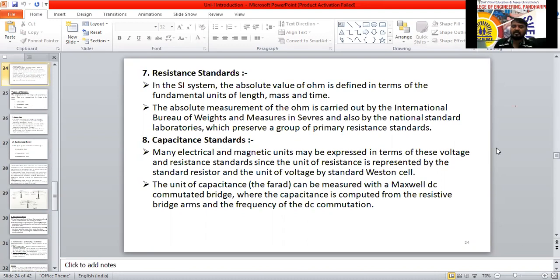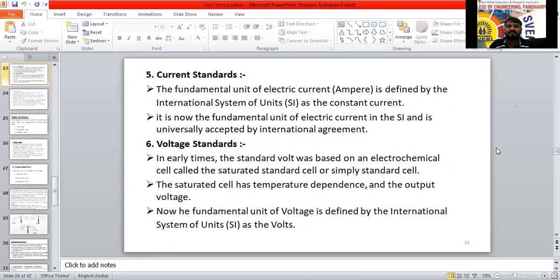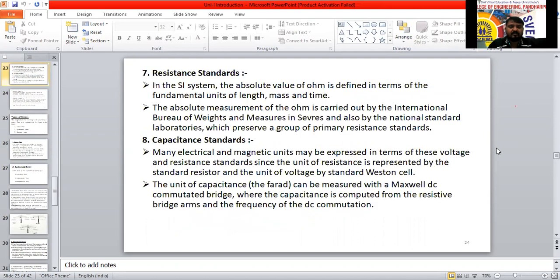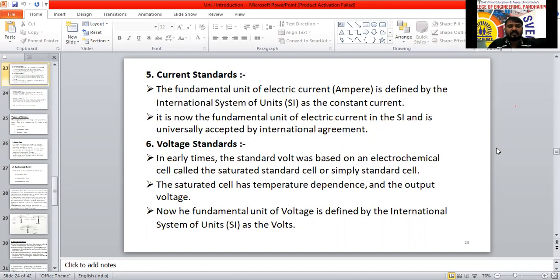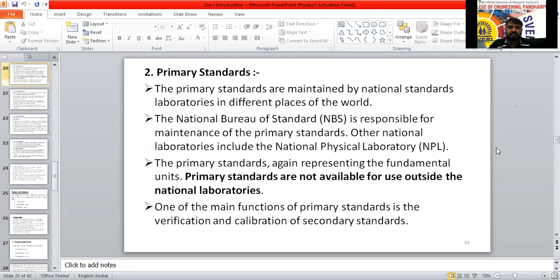What is the unit of capacitor, farad or henry? The capacitor will be measured in farad, or microfarad, picofarad, nanofarad also. The resistance will be measured in ohms, voltage in volts, and current in ampere. These all have national and international standards.